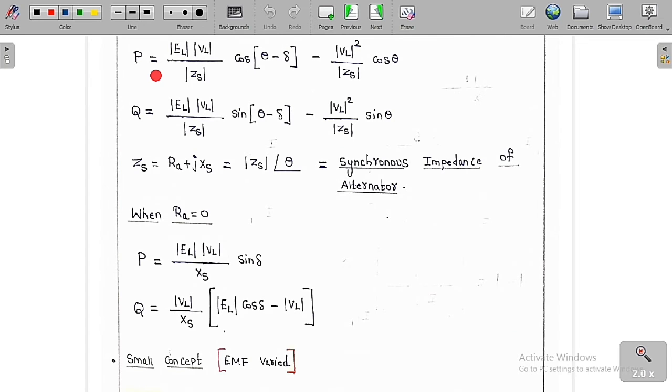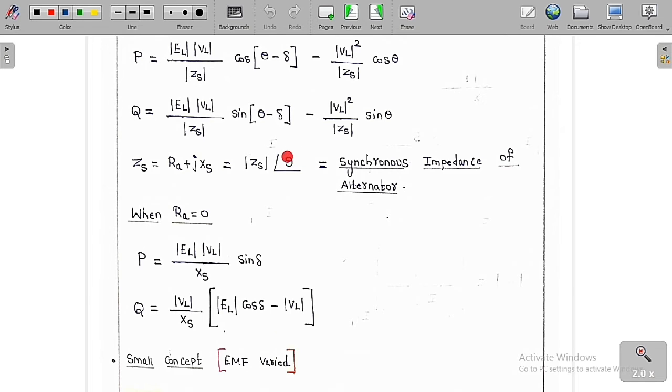Now you can see clearly. If you do the analysis, if you take S equal to P plus JQ equal to root 3 VL IL conjugate, finally you are going to get the expression P equal to mod of EL mod of VL by mod of ZS cos of theta minus delta, minus mod of VL whole square by mod of ZS into cos theta. And Q is equal to mod EL mod VL by mod ZS sin of theta minus delta, minus mod of VL whole square by mod of ZS sin theta.